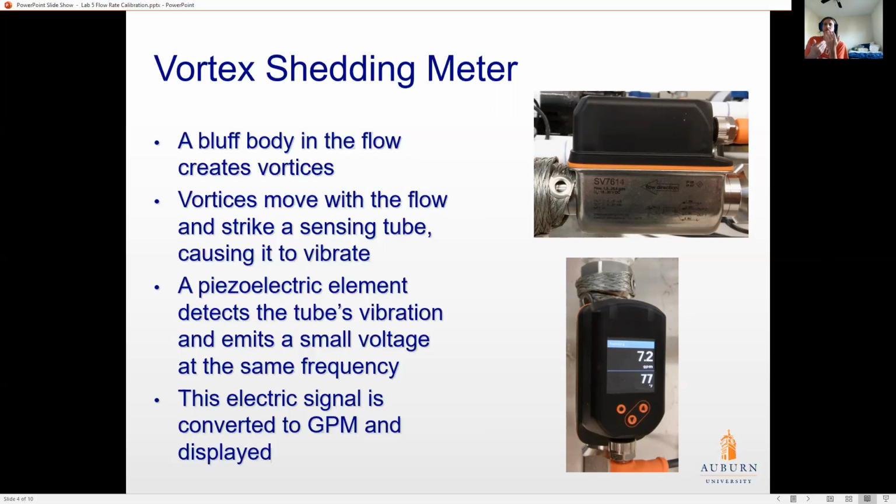So the faster the water's flowing, the faster those vortexes get carried downstream. They're alternating sides, so the faster that piece ticks back and forth. So it converts that electrical signal that's coming from the piezoelectric into gallons per minute, and then for the data we've given you, we've just read it directly off of the LCD display on the sensor.